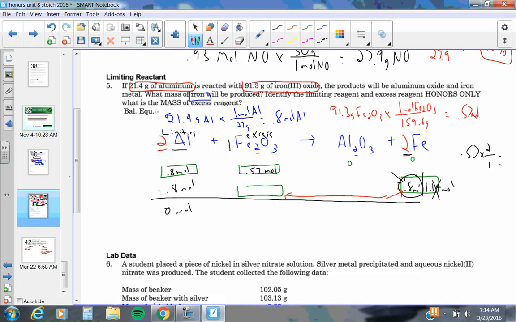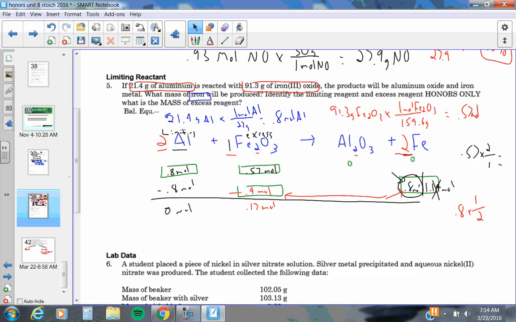So I check the mole ratios. 1 mole of iron 3 oxide is required to make 2 moles of iron, then 0.8 times 1 over 2. I'm using the mole ratios, the coefficients from the balanced equation. I'm only going to need half as much, which is 0.4 moles. So if I started with 0.57 and I subtract 0.4, I'm going to have 0.17 moles left over. So far I've identified the limiting reagent, the excess, and how much iron and how much extra I'll have, but they're all in moles.